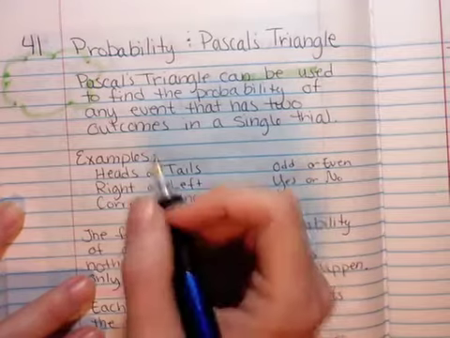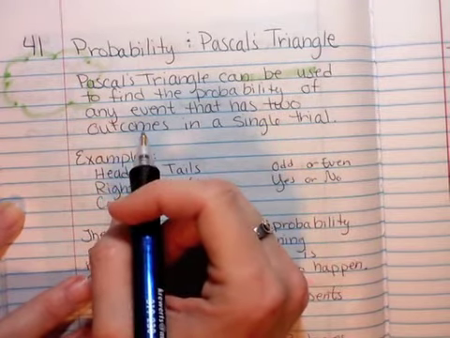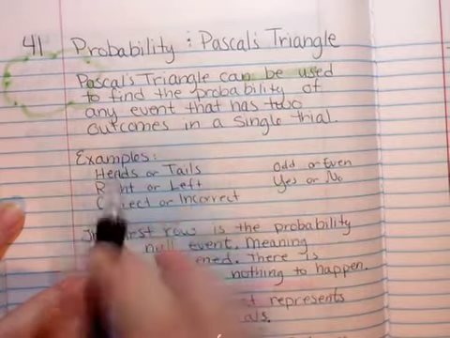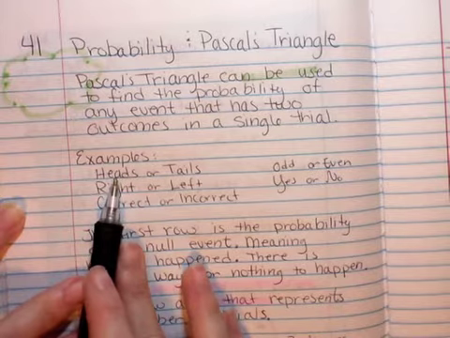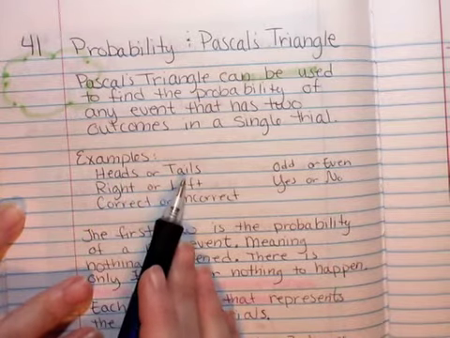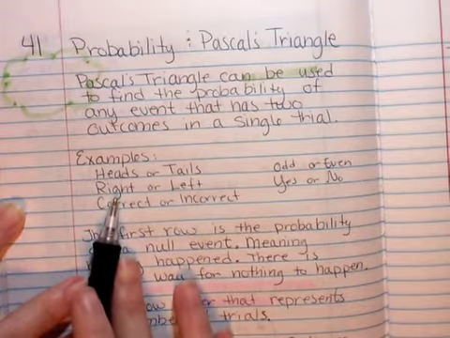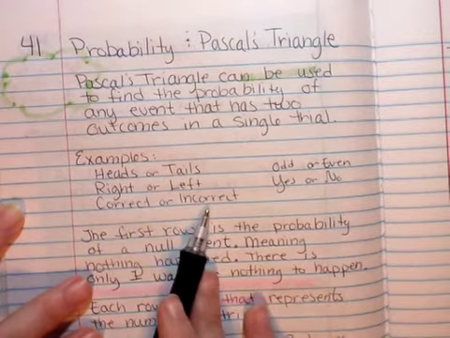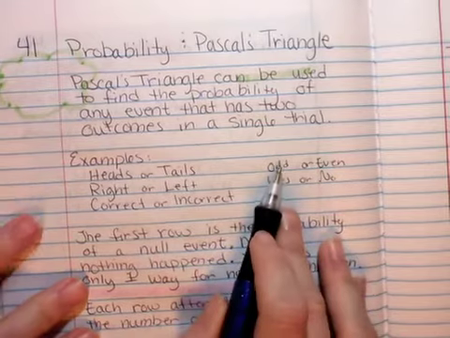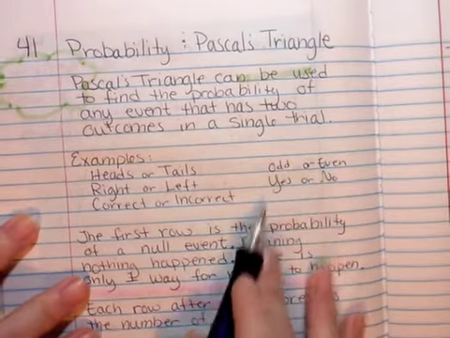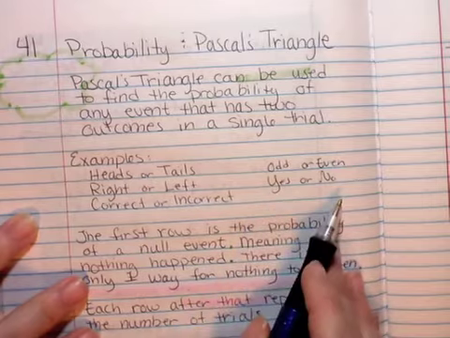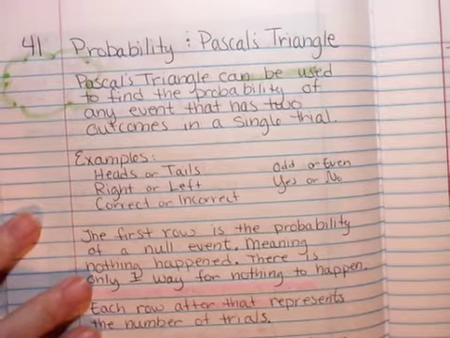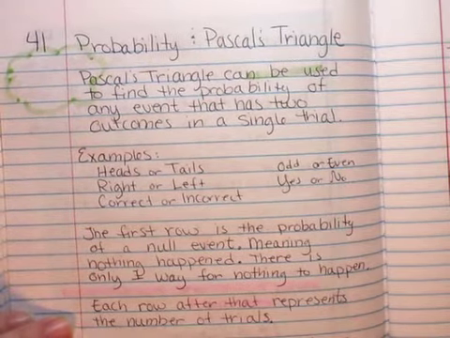Pascal's triangle can be used to find the probability of any event that has two outcomes in a single trial. So for example, the event could be heads or tails, or when we're choosing to go right or left, or if something can be correct or incorrect, or if we're counting odds and evens, or if the outcomes could be yes or no. There are other examples, but these are ones that come up pretty often, and we will see these in the problems that we practice in class.